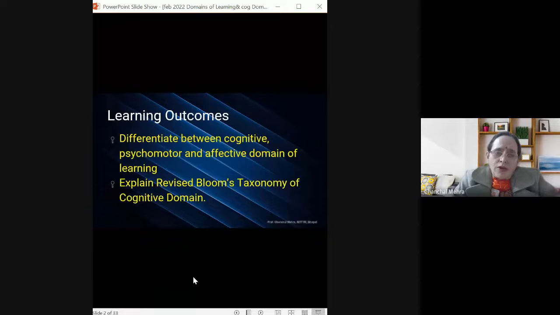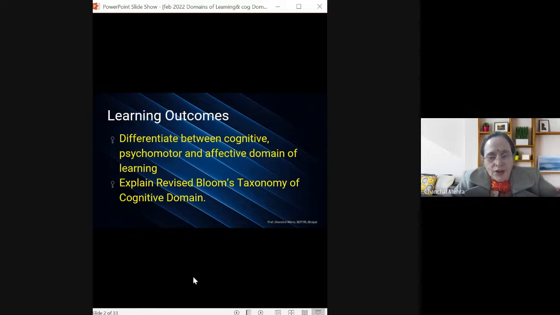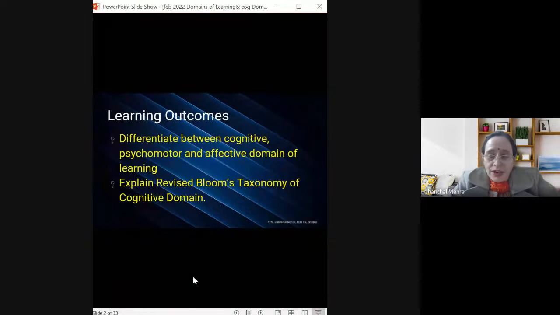So on completion of this particular session, it is expected that you will be able to differentiate between the cognitive, psychomotor, and affective domain of learning. Because although we are saying that they are different domains, here by domain we mean the areas in which the learning actually occurs, and we will be focusing on these three different domains.